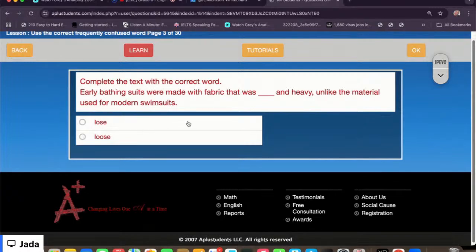So early bathing suits were made with fabric that was loose and heavy, unlike the material used for modern swimsuits. What do you think is the right one here?